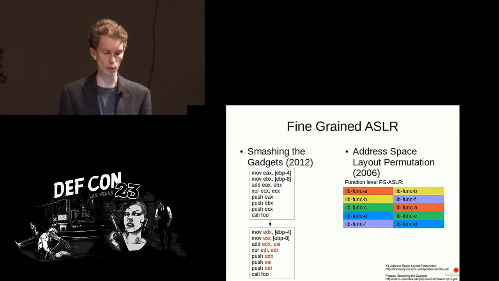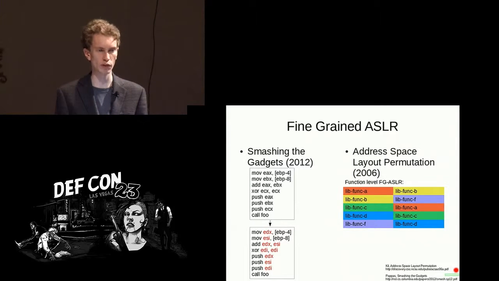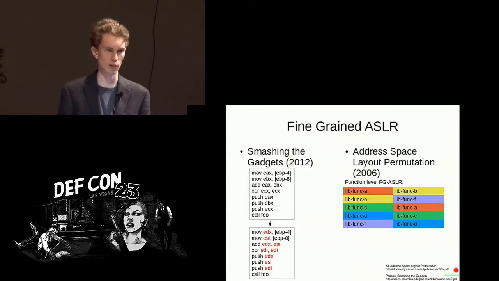A more recent paper called Smashing the Gadgets basically just does register recoloring. These two fragments of assembly are effectively equivalent. You're just doing alpha-equivalent swapping of your register allocations. This is absolutely equivalent code from the standpoint of the processor, which maps them to internal architectural registers anyway.